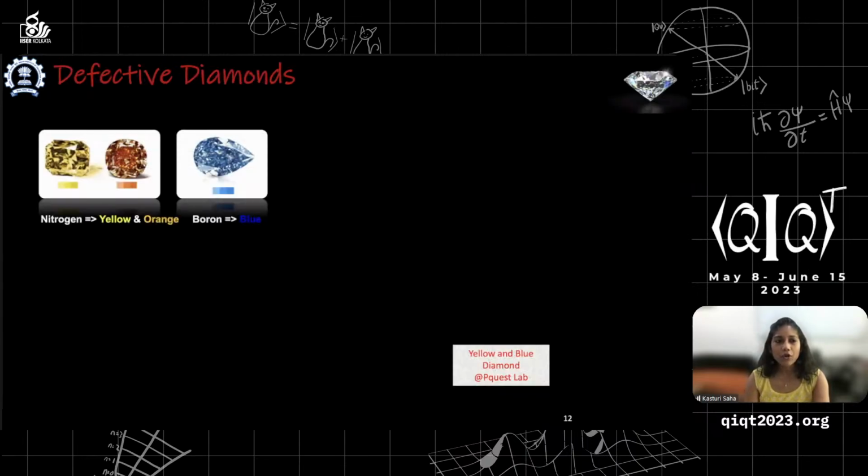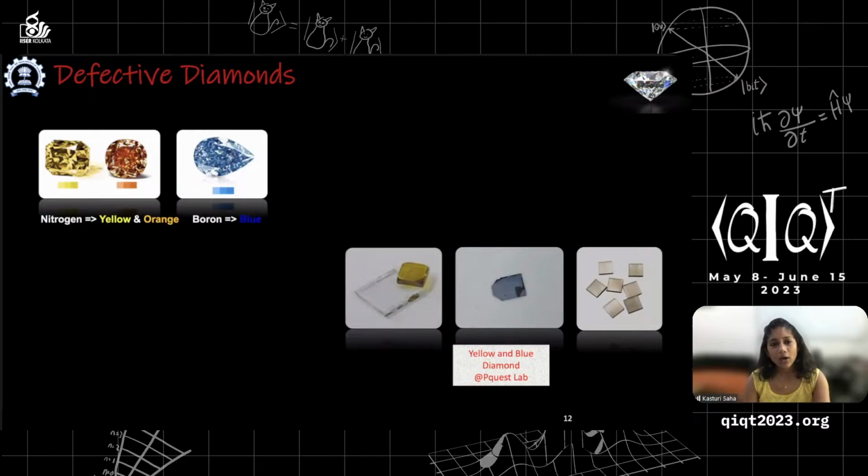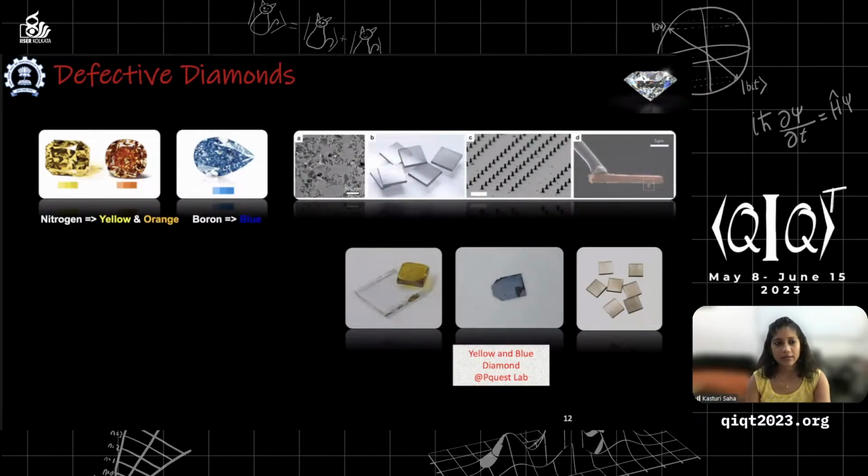Now I want to move on to telling you what these diamond NV centers are. I'm sure many of you have seen colored gemstones, and colored gemstones are nothing but defective crystals. Let's take the case of a natural diamond, which is found in the Earth's crust and has been formed because of extremely high pressure and high temperature, where the carbon coalesces together and forms the diamond lattice.